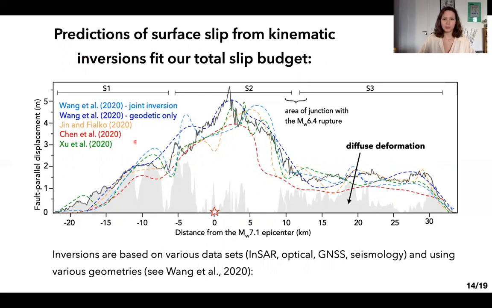So we have multiple kinematic inversions here based on various data like InSAR, optical, GNSS, and seismology. And for all those inversions, you see that the surface slip prediction fits quite well the pattern that we measured with our optical measurements. So it means that the total displacement profile is also quite accurate, so the diffuse deformation budget must also be accurate.